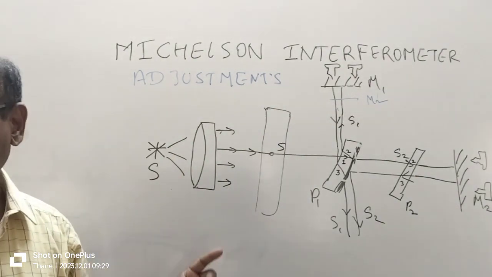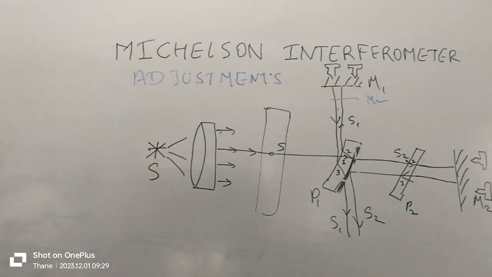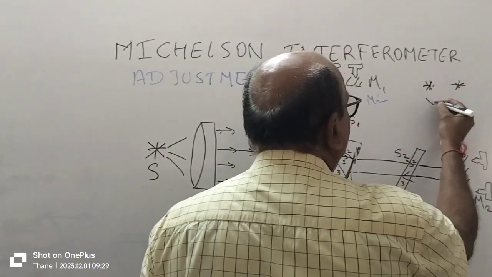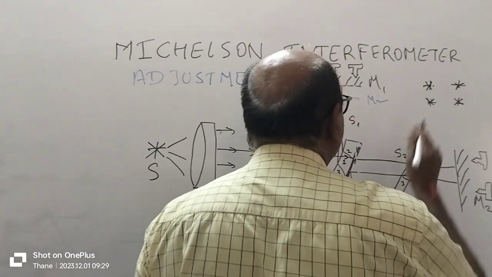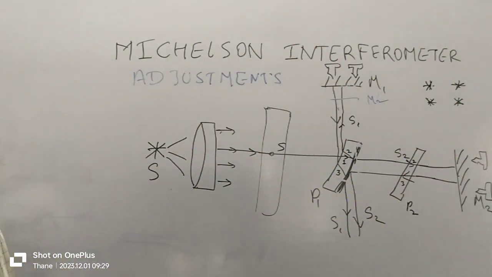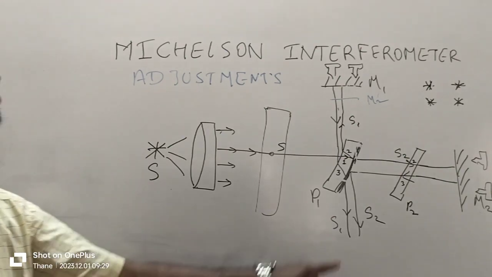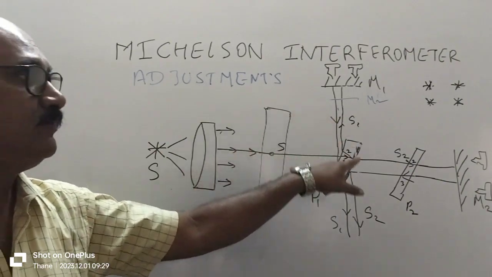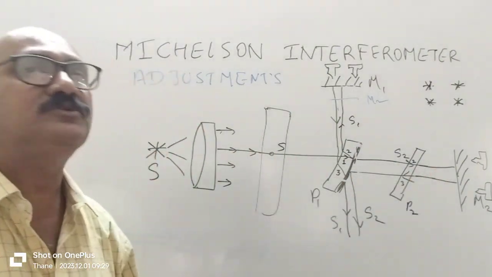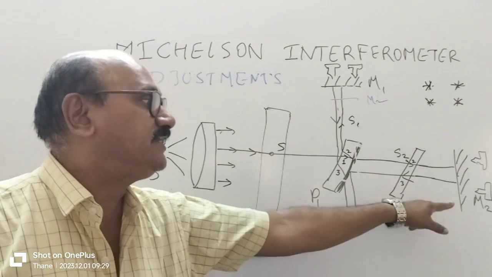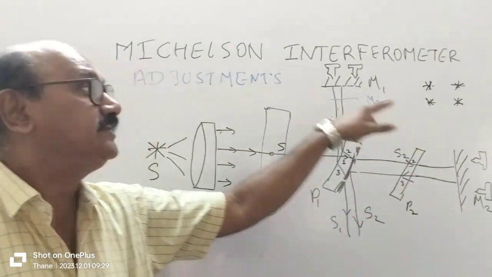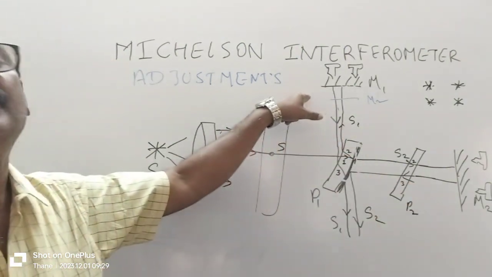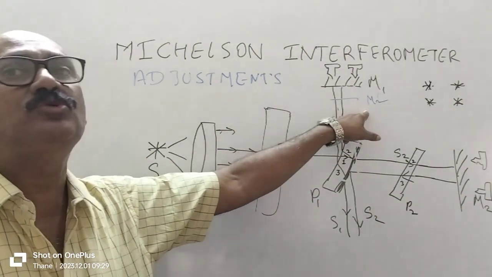Once you are doing this adjustment, what you will see in the telescope is four images of the point source. This is because two images are due to mirror M2, and two images are due to mirror M1. Even though the mirror M2 is perpendicular to the telescope, you will feel that the mirror M2 is not at this particular position. It will be somewhere here, because the reflected image of M2 will appear over here. So you note it down as M2 dash.